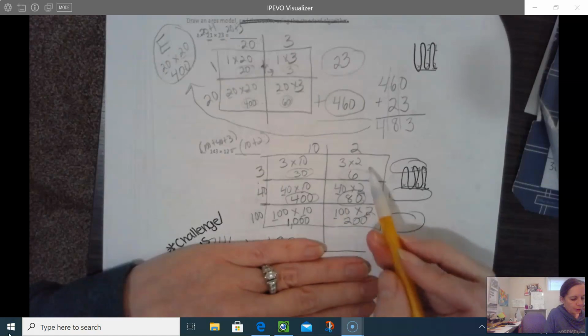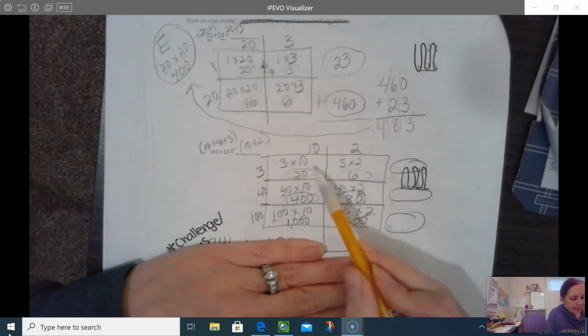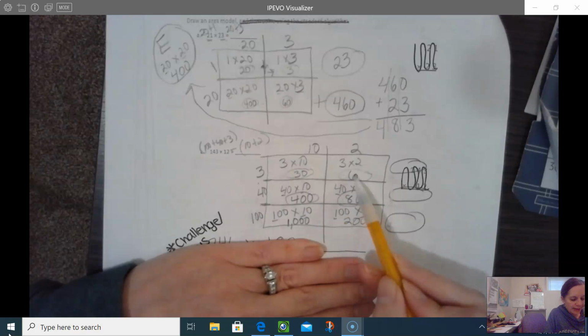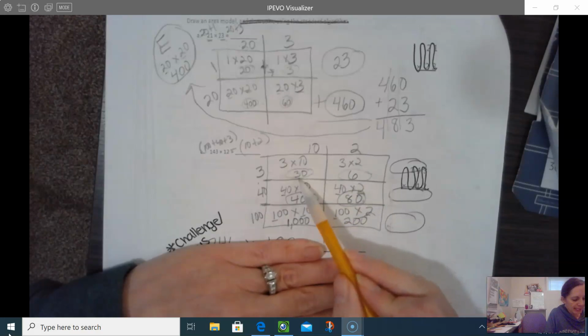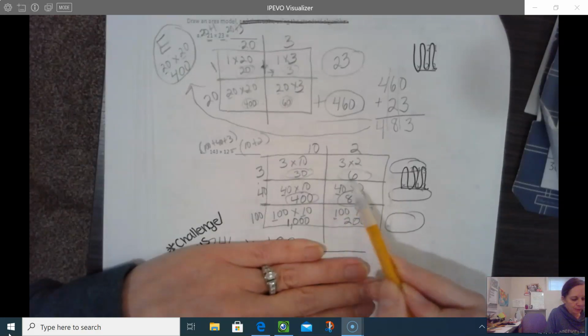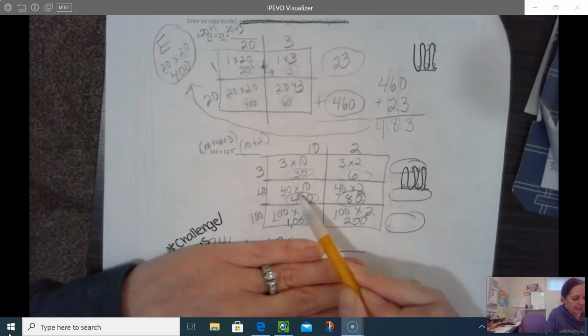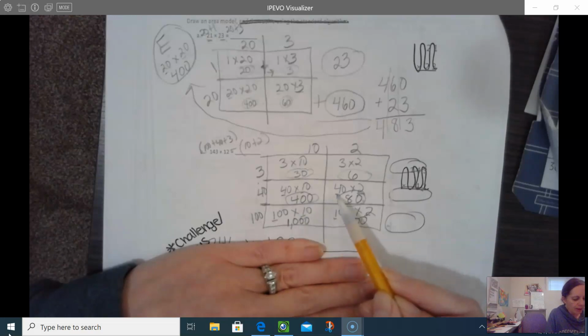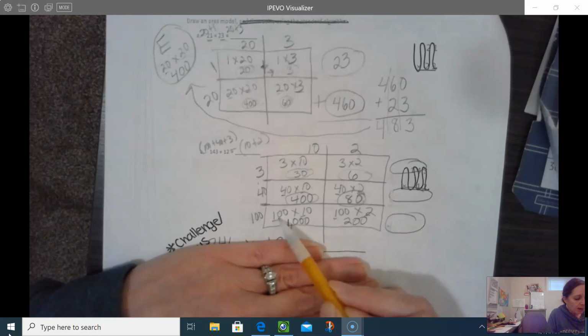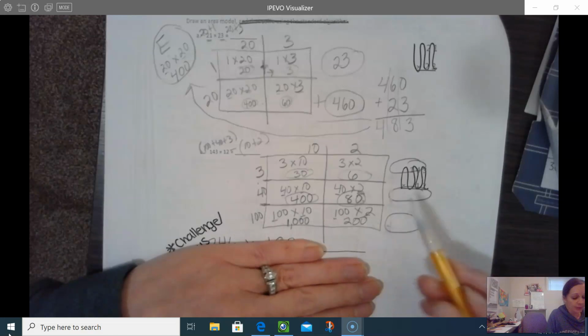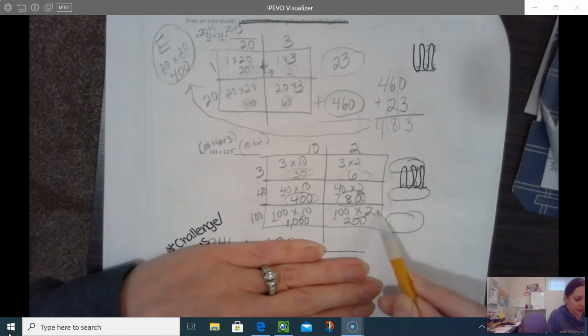All right, when you did your multiplying, you set everything up. Let's just double check what our next step would be then. So 3 times 10, that's 30, and 2 times 3, I've got my 6. 40 times 10, 4 times 1 is 4 with my 2 zeros, that's a 400. 4 times 2 is 8 with 1 zero, 80. 100 times 10, 1 times 1 is 1 with 3 zeros after it, 1,000. 100 times 2 would be 1 times 2 is 2 with those 2 zeros tagged on, 200.